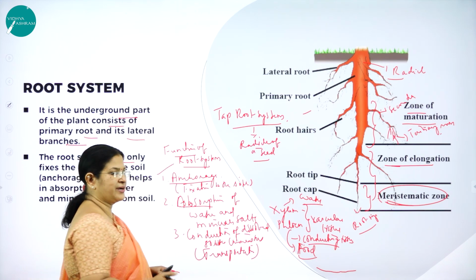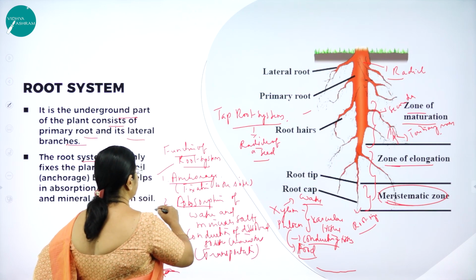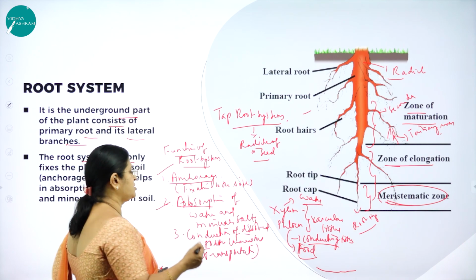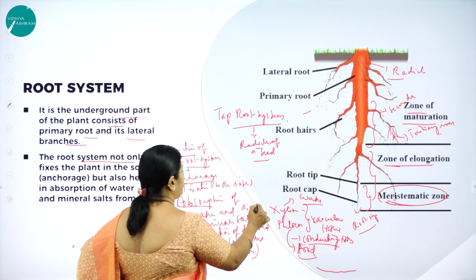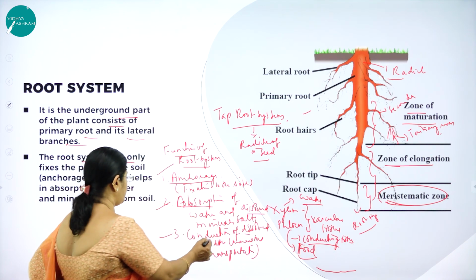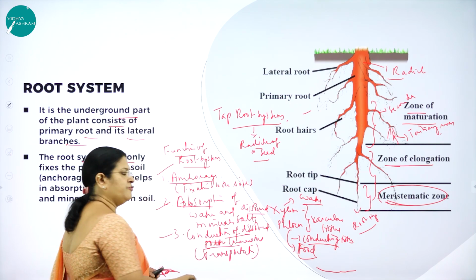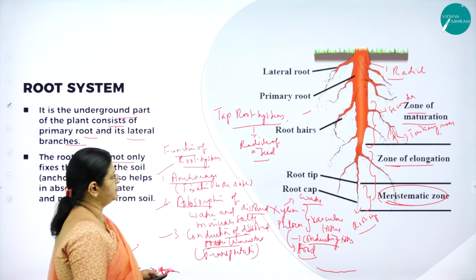So what are the three very important functions of a root system? First one is what? Anchorage, fixation firmly to the soil. Next is what? Absorption of water and dissolved mineral salts. Dissolved, actually, in what form? Dissolved mineral salts. The next is what? Conduction of dissolved water and mineral salts from downwards to upwards. This is all about the root system.